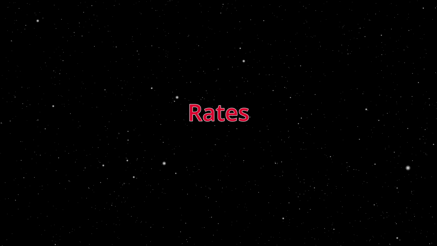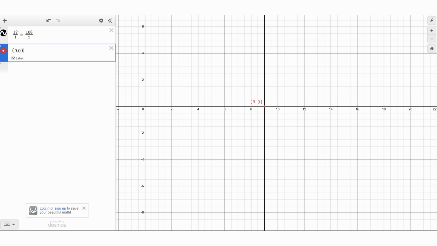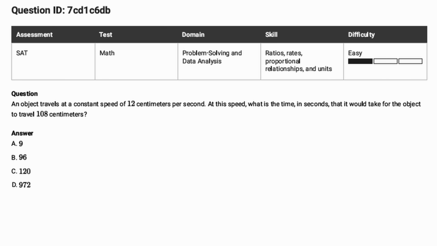Now we have rates. An object travels at a constant speed of 12 centimeters per second. At this speed, what is the time in seconds that it would take for the object to travel 108 centimeters? So for this one, we can set up some proportionality. 12 centimeters is to 1 second, as 108 centimeters is to X seconds. And when you cross multiply that, you get 9. 9 times 12 is 108. And so for 9 seconds at 12 centimeters per second, you will travel 108 centimeters.